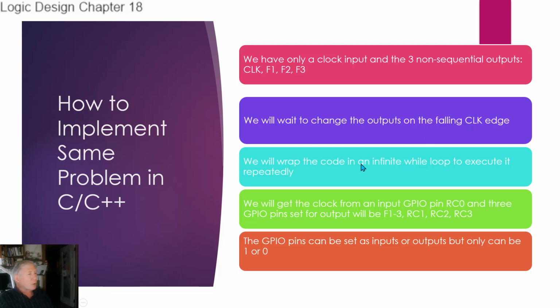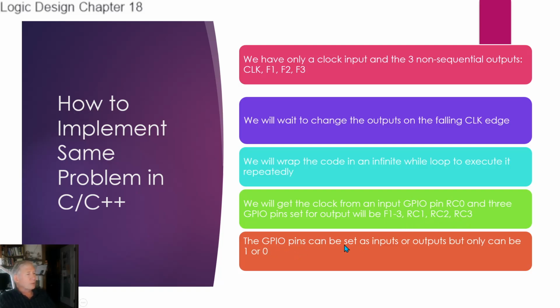So we wrap the code in an infinite while loop to execute it over and over, and we get the clock from an input GPIO pin, say RC0. We input that, and then we have three GPIO pins that are set for the output: F1 through F3. So we let F1, say, be RC1, F2 be RC0, and F3 be RC3. These would represent ports in the C port of the microprocessor, and these would be pins that would actually come out of the microprocessor that we could connect to LEDs, or we could connect those to flip-flops, I guess, if we wanted.